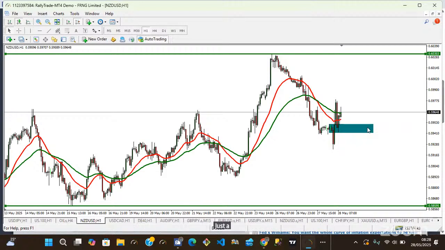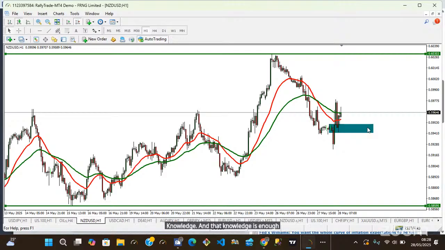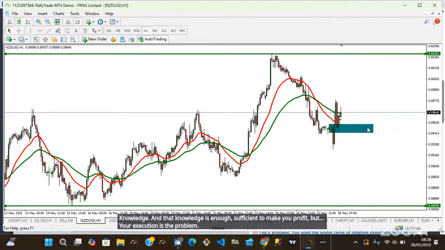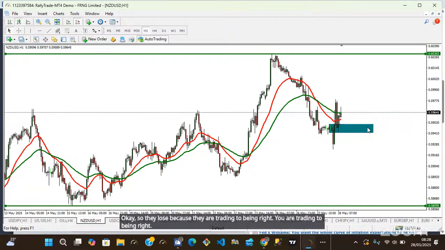Okay. So the truth is that most traders don't lose money because they are bad at trading. That's the truth. It's not like you are bad. I'm sure a lot of you have some knowledge, and that knowledge is sufficient to make you profit. But your execution is the problem. Okay, so they lose because they are trading to be right. You are always trading to be right.